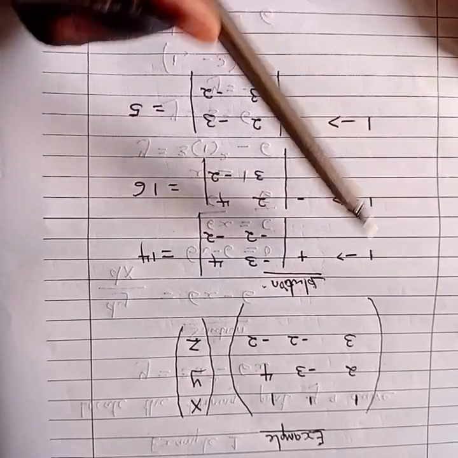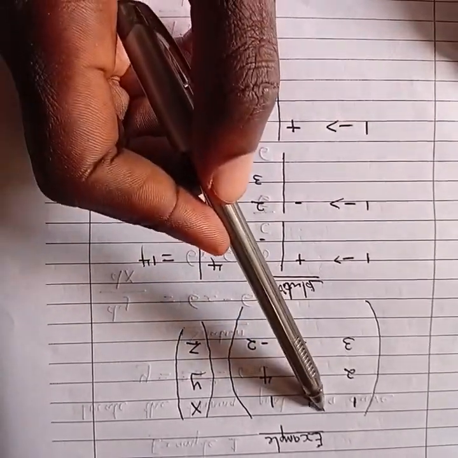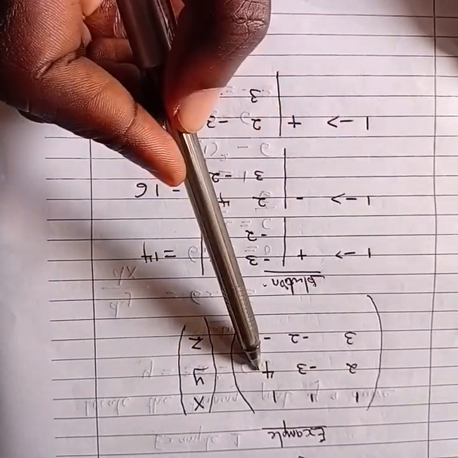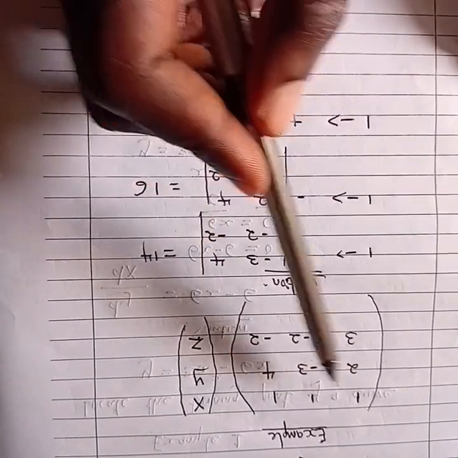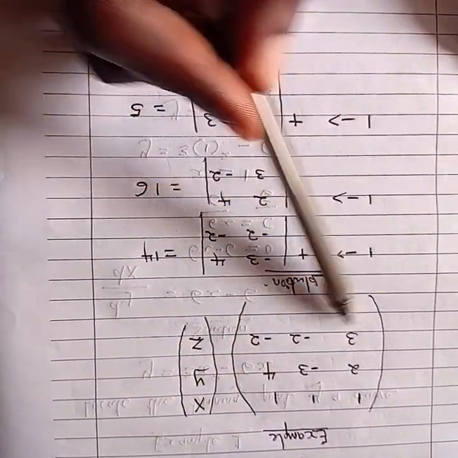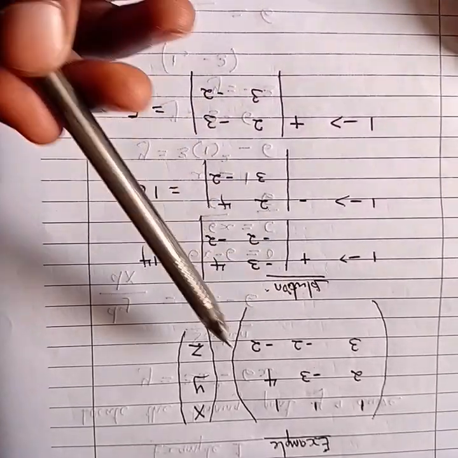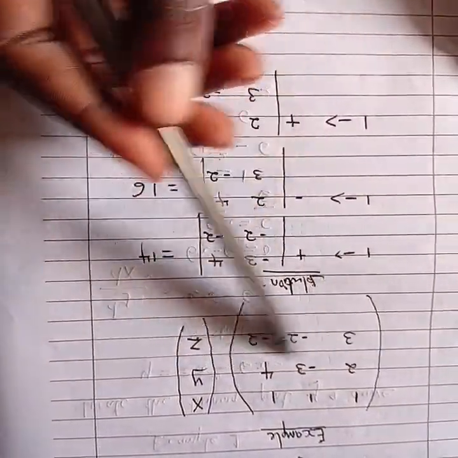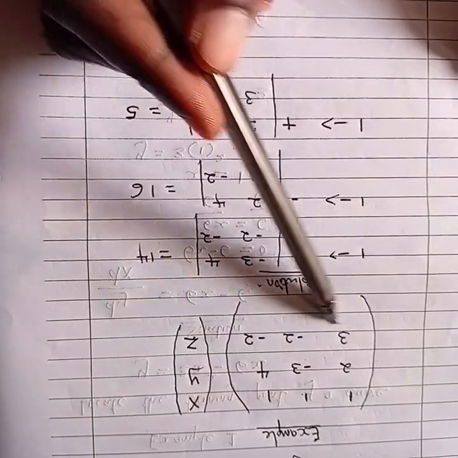When you come to negative 3 again, you do the same thing. Ignore this and ignore this. You'll have 1, 1, 3, and negative 2. When you come to 4 again, you ignore this and this. You'll have 1, 1, 3, negative 2.